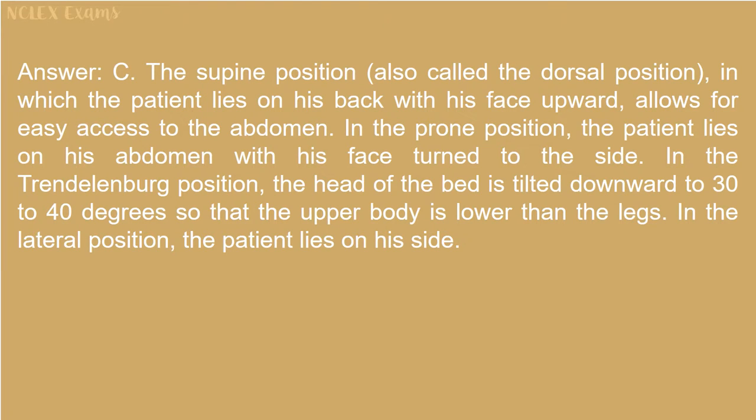Answer, C. The supine position, also called the dorsal position, in which the patient lies on his back with his face upward, allows for easy access to the abdomen. In the prone position, the patient lies on his abdomen with his face turned to the side. In the Trendelenburg position, the head of the bed is tilted downward 30 to 40 degrees so that the upper body is lower than the legs. In the lateral position, the patient lies on his side.